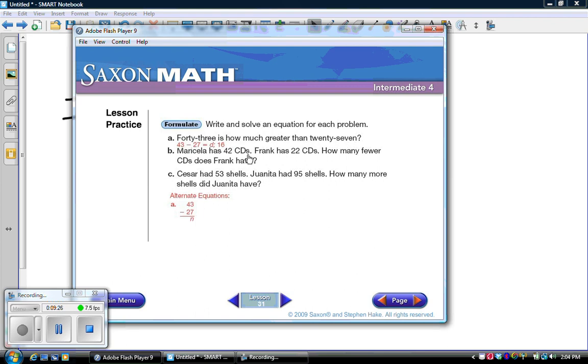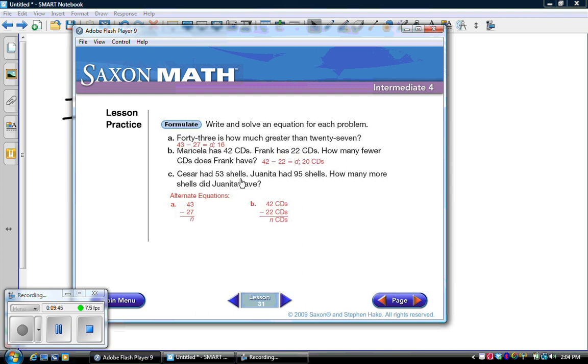Maricela has 42 CDs. Frank has 22 CDs. How many fewer CDs does Frank have? This one is an easy one to do in your head. 42 minus 22 would leave what? 20 CDs. Let's look at C.